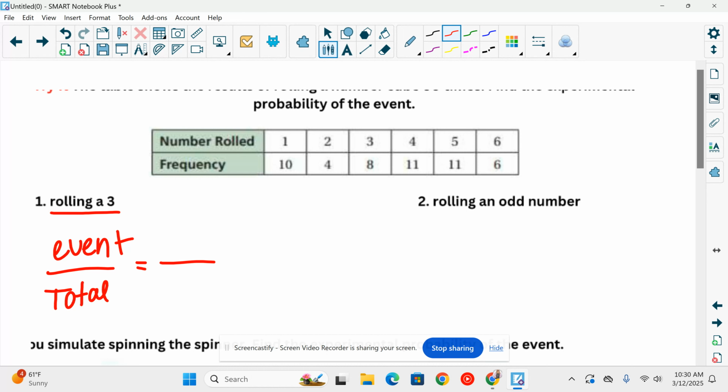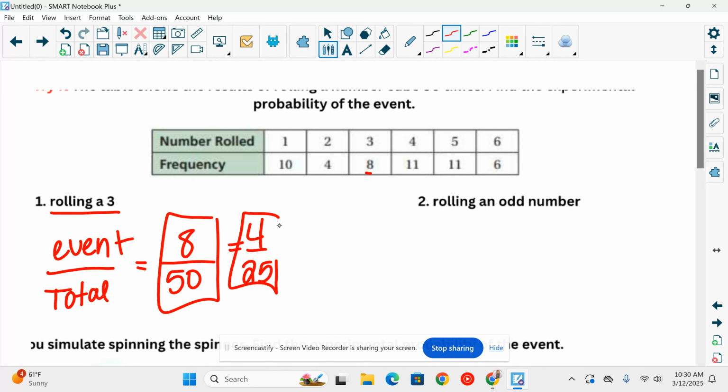So what was the total? How many times did we roll the dice? 50 times. Of those rolls, how many of them were a 3? 8. I come over here, here's 3. The frequency is 8. That is my probability. Or I could simplify that, and I could change it to 4 over 25. Or I could change it to a percent, which would be 16%. All 3 of those are the experimental probability.